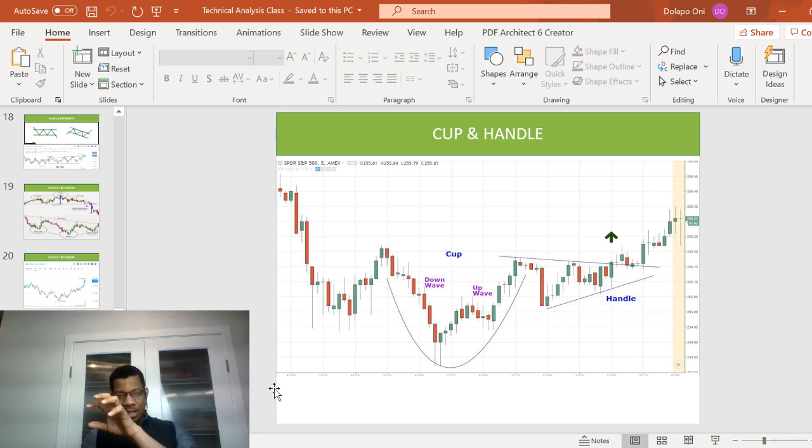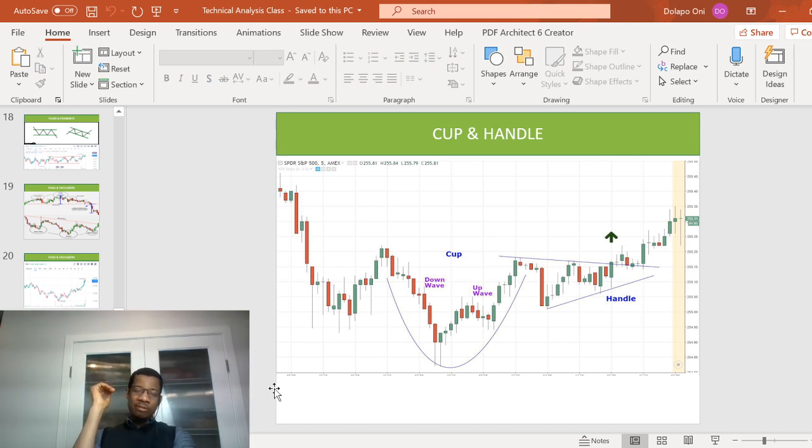Now, the handle must always be on the right hand side of the cup, not the other way. And of course, as you can see, the handle is a triangle. It's a symmetrical triangle. So you can see the clear information about a cup and handle. The cup is deeper than the handle. The handle is a symmetrical triangle, and it has a lower shoulder than the left hand side of the cup. That is what makes it a cup and handle.